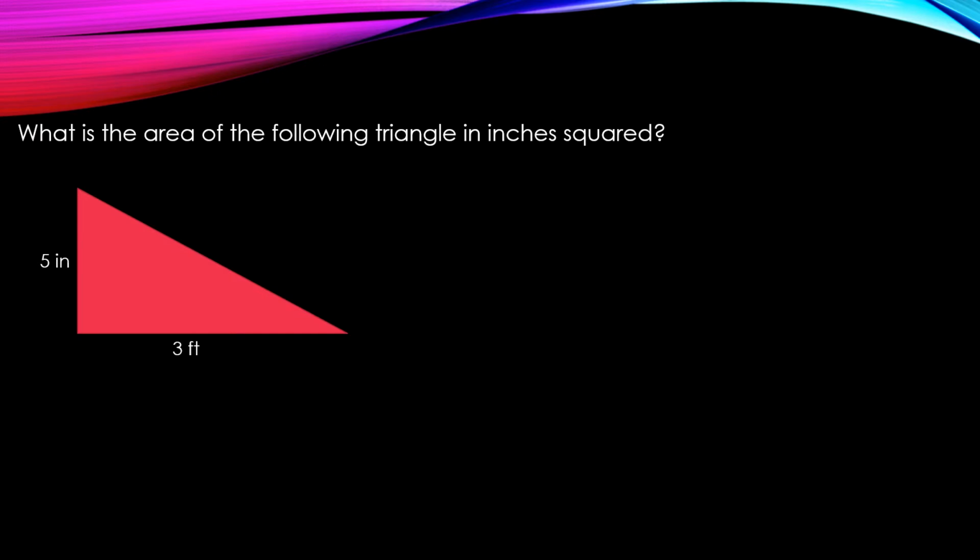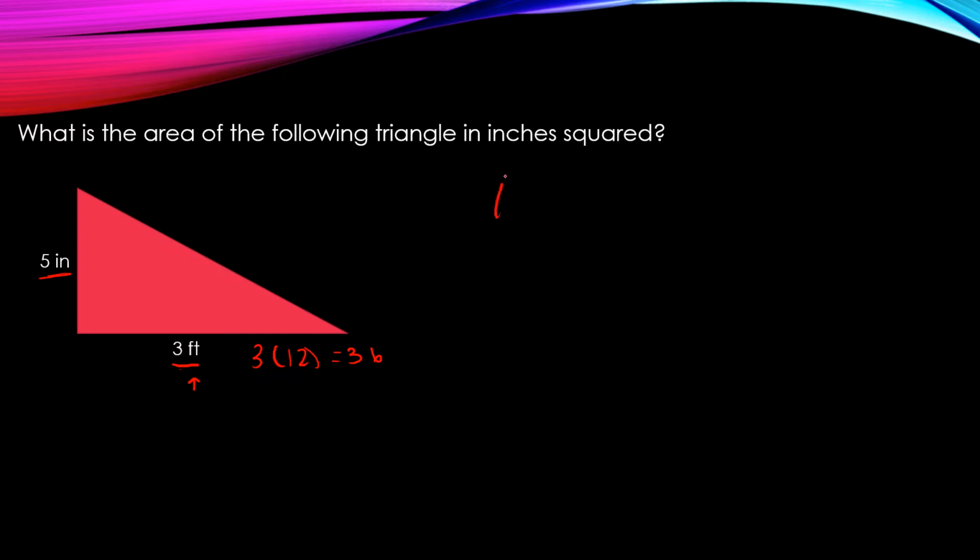Next question, we want to know what is the area of the following triangle in inches squared. So again, we're looking for inches. And if I look here, I have inches on this side. However, on the bottom, I am missing inches. I am given feet, which means that I need to do 3 times 12, which gives me 36, to find that side length in inches.